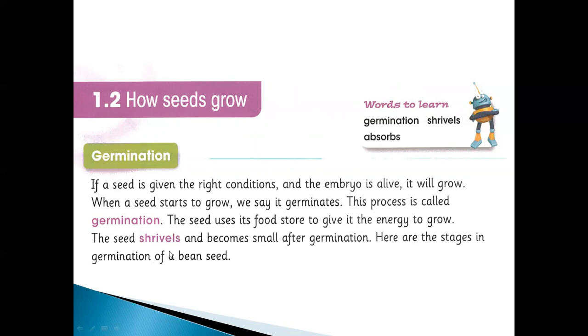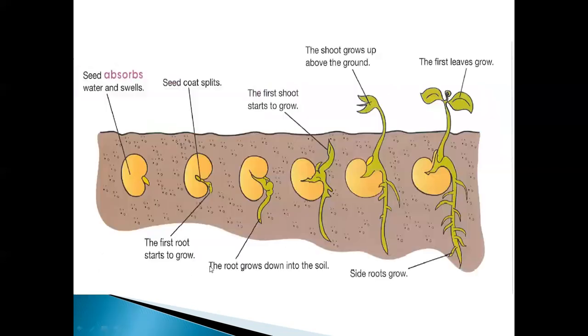Here are the stages in germination of a bean seed. Number 1, in the first stage, the seed absorbs water and swells. In the second stage, the first root starts to grow. In the third stage, the roots grow down into the soil in search of water to collect water. In the fourth stage, the first shoots start to grow upward. The shoots grow up above the ground in search of sunlight.